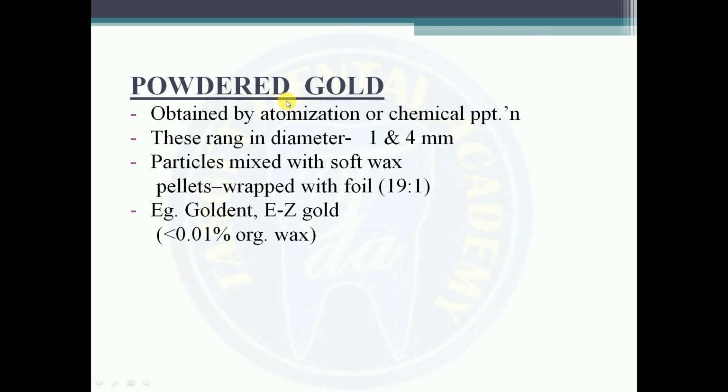Coming on to the powdered gold, it is obtained by atomization or chemical precipitation. These range in diameter from 1 to 4 mm. Particles are mixed with a soft wax. Pellets that are wrapped with foil is 19:1. Example, the Golden and EZ gold, which is less than 0.01% by organic wax.